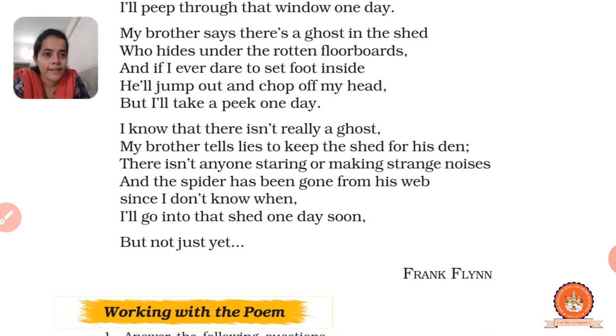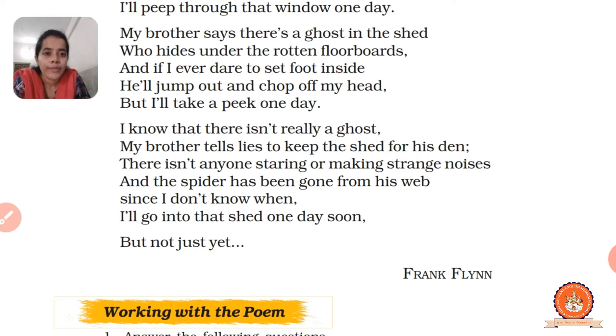I know that there isn't really a ghost. My brother tells lies to keep the shed for his den. So here, the poet is saying that he knows very well there is really no ghost, okay? There is no one in the shed and his brother is just making up stories, okay? And he is just telling lies to keep that shed for his den, which means to keep that shed for his own personal use.